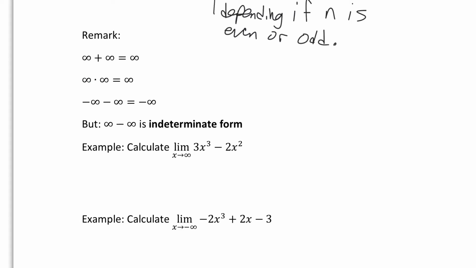Now, infinity times infinity is also going to give you infinity. And that should make some intuitive sense. If something is growing and you multiply by something else that's growing, they're both just growing. It might be growing faster, but it'll still be infinity. Negative infinity subtract infinity will be negative infinity. Again, that should make sense. But infinity minus infinity is going to be an indeterminate form. It's going to mean we need to do more work.